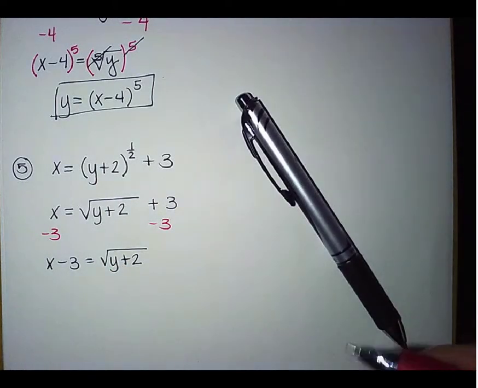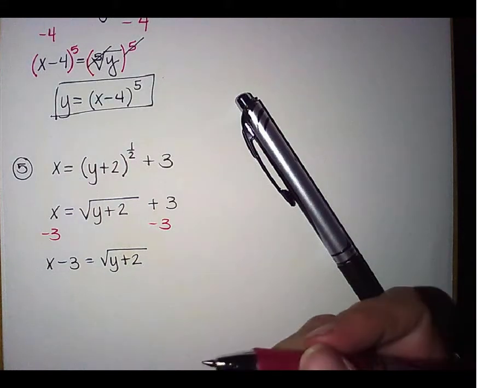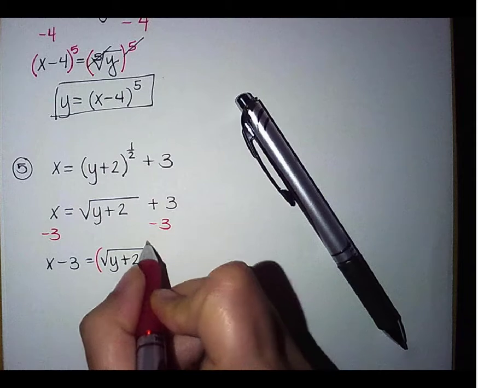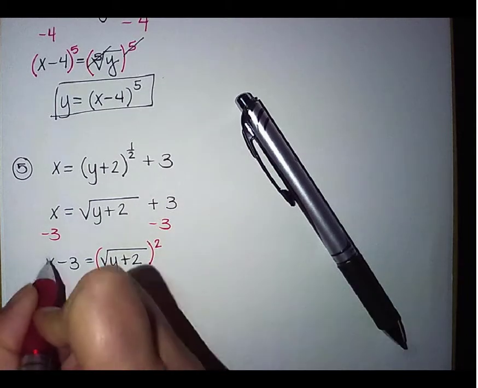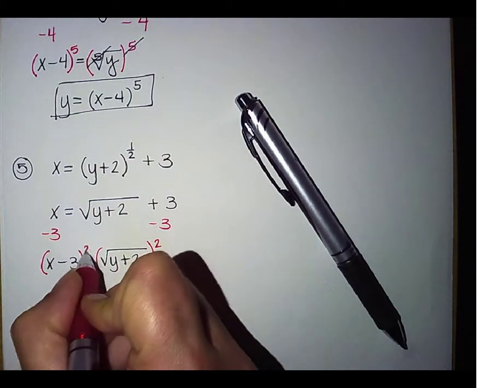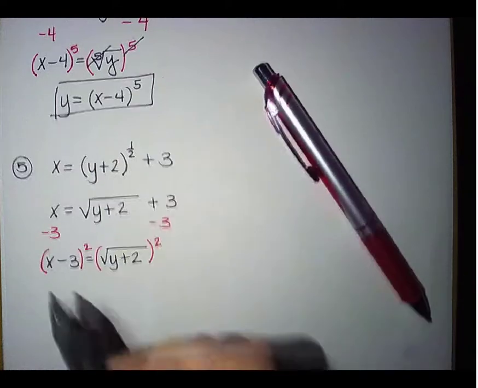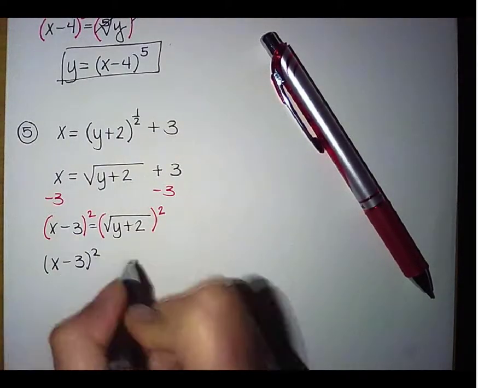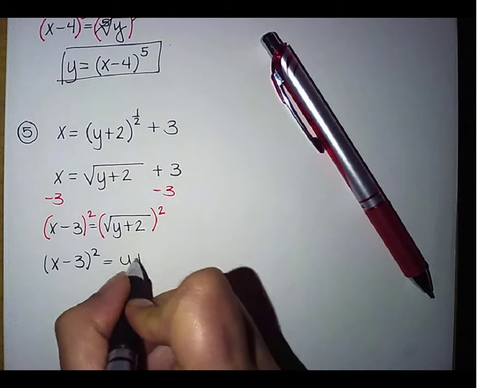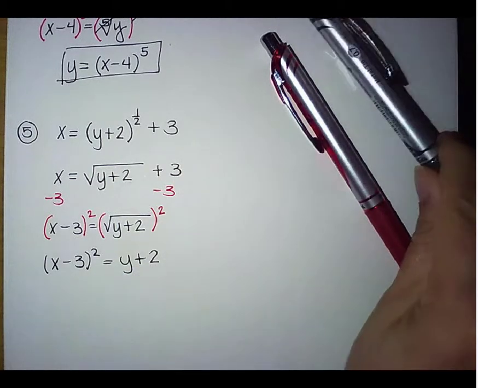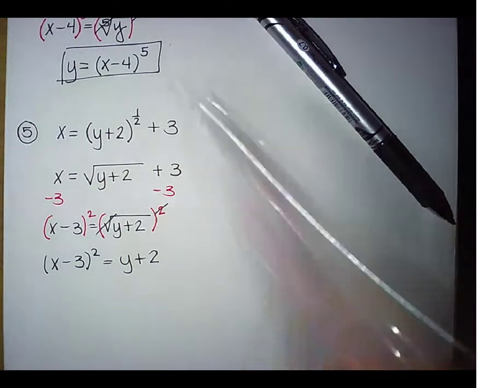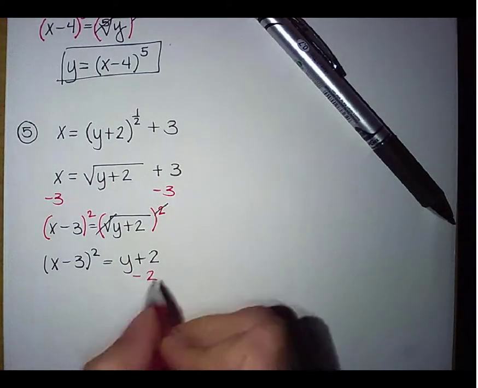Again, to get rid of a square root, since it is a root, we're going to use its opposite of a power. It's a square root, so we're going to use a power of 2 or a square. And again, we're going to do that to both sides. So we're going to have (x minus 3) squared equals y plus 2. Again, my square root and my square are canceling each other out. Now I'm going to subtract 2 from both sides.